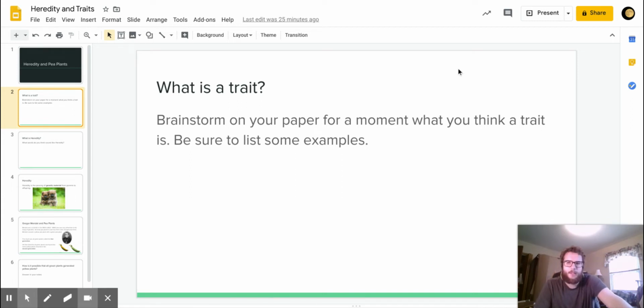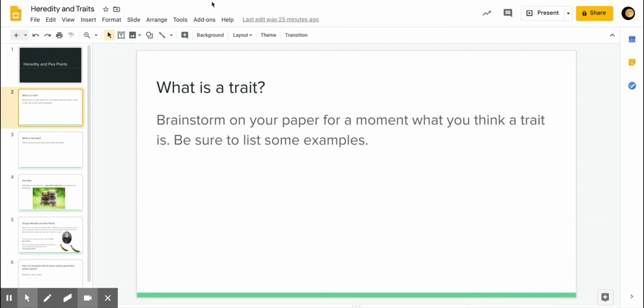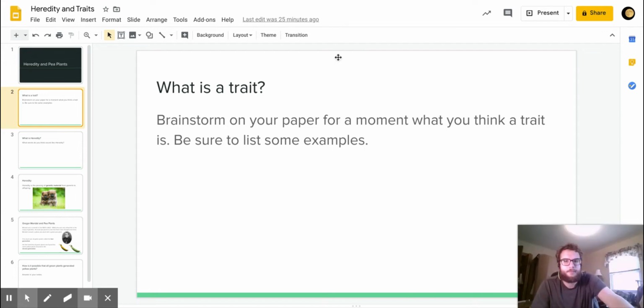This should be pretty easy. I'm going to give you a second to jot some of those things down in your notes. It's the very top thing there. It says, what is a trait? List some examples. So go ahead and do that. And then if you need to, again, pause it. I'll still be here. That's how this works, I think.